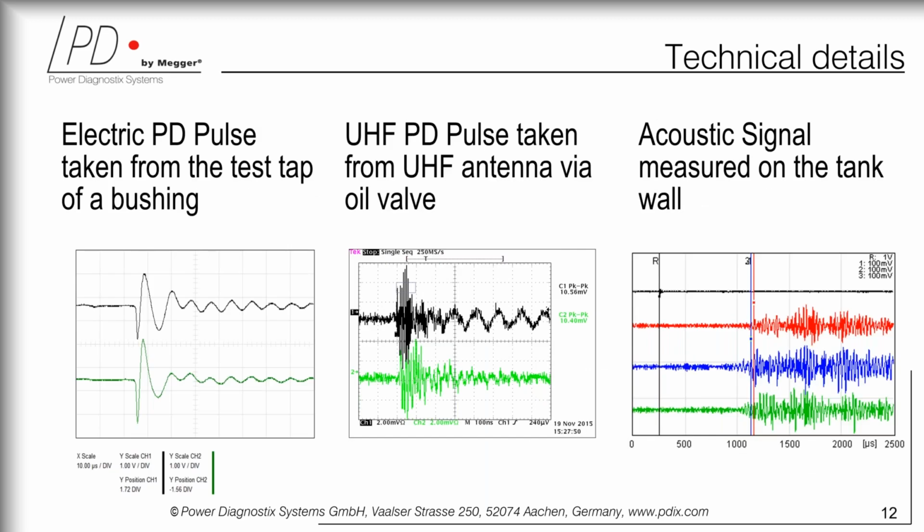So these are different examples. You can see an electric PD pulse taken from a test tap of the bushing. You can see a UHF pulse taken from an antenna that is placed through the oil valve. Or you can see an acoustic signal measured by placing sensors on the tank wall.